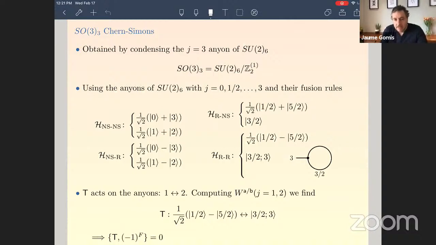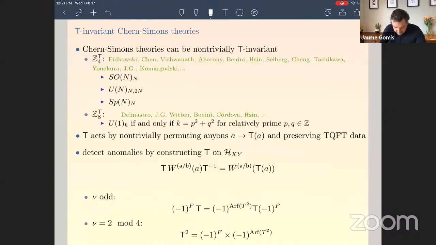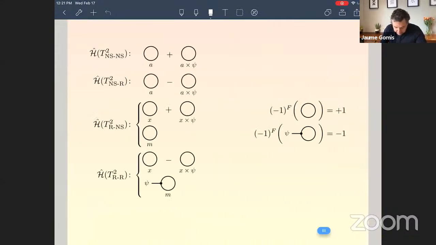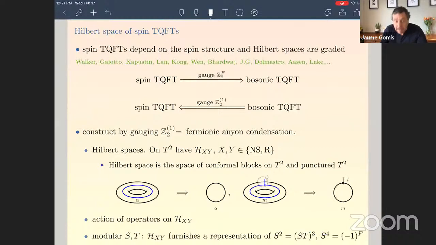No. Okay. Well, yes and no. I mean, let me go to this picture. I think this picture will be more helpful. Essentially, maybe I should tell a little bit why this is happening. Essentially, we're gauging the psi anion to work from here to here, right? Yeah. So I tell you that essentially, psi in the gauge theory is indistinguishable from the vacuum. So that means that I should consider all torus conformal blocks with psi insertions.